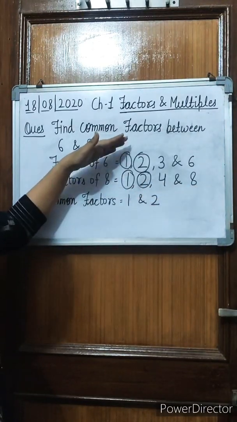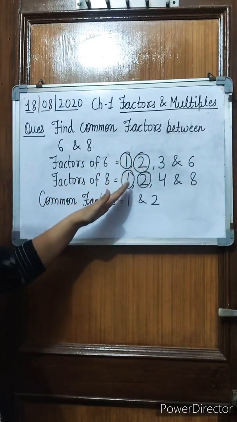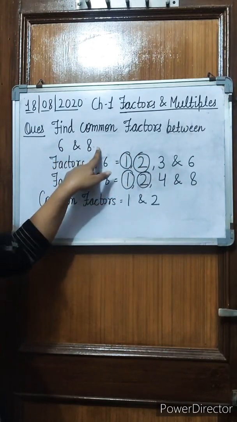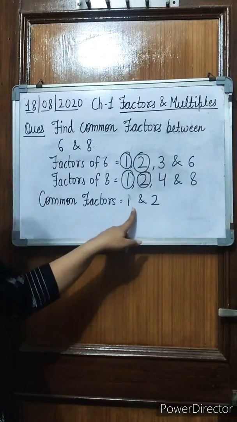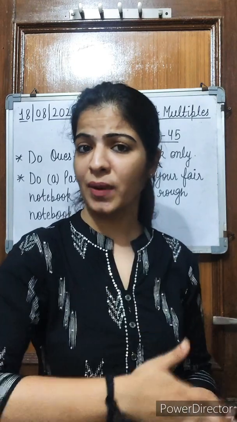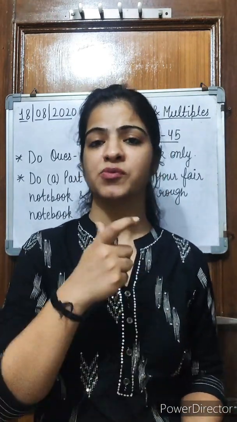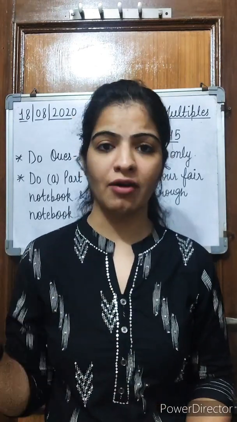So what looks similar? What numbers look similar? 1 and 2. So 1 and 2 are the common factors between 6 and 8. What are the common factors? 1 and 2. Whatever we have explained till now, I hope you understood well. The explanation part, you can note down in your rough notebook.